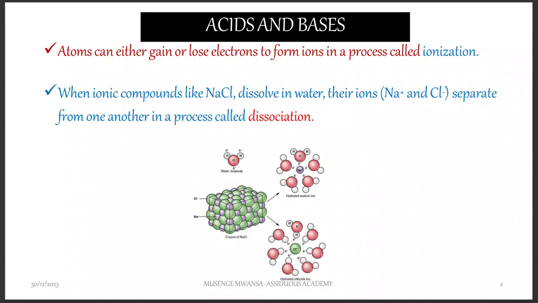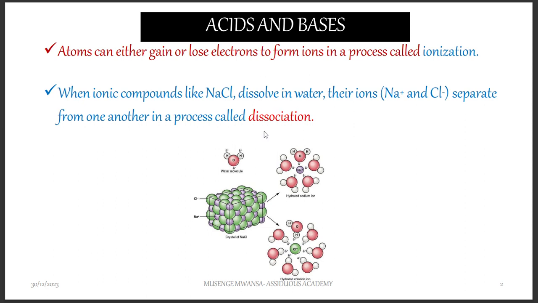Now, there are two terms that we need to differentiate when we're talking about acids and bases: ionization and dissociation. If we say a compound has been ionized, it means that that compound has either lost or gained electrons and it has ended up forming an ion. For example, you know the way sodium is sodium metal. If it loses one electron, it becomes a sodium ion. That is ionization.